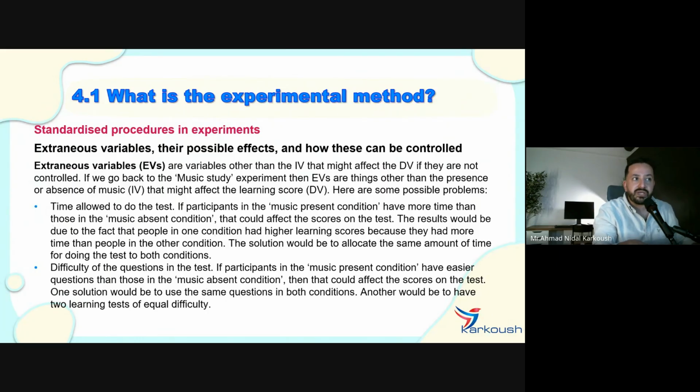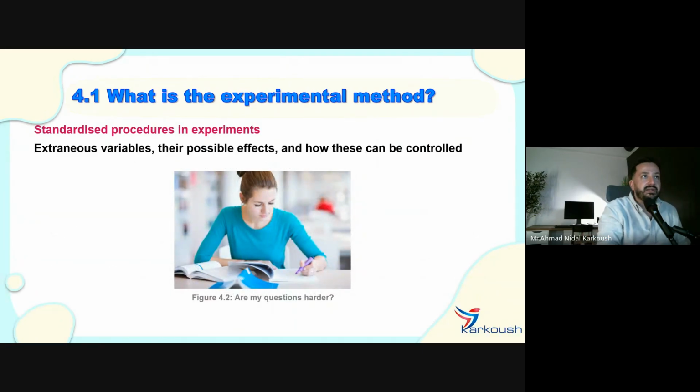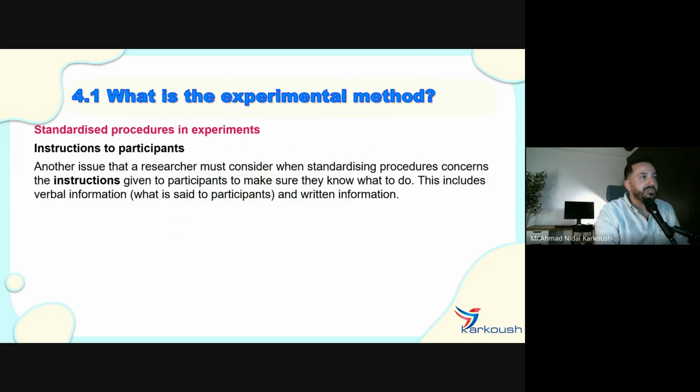Now, the difficulty of the question in the test. If participants in the music present condition have easier questions, then they might actually get better scores, and it's not related to music. One solution would be to use the same set of questions in both conditions. Another would be to have two learning tests, but of equal difficulty. So extraneous variables are pretty interesting, and they do affect your DV, and you're trying to eliminate them because you want to see the effect of your IV on your DV.